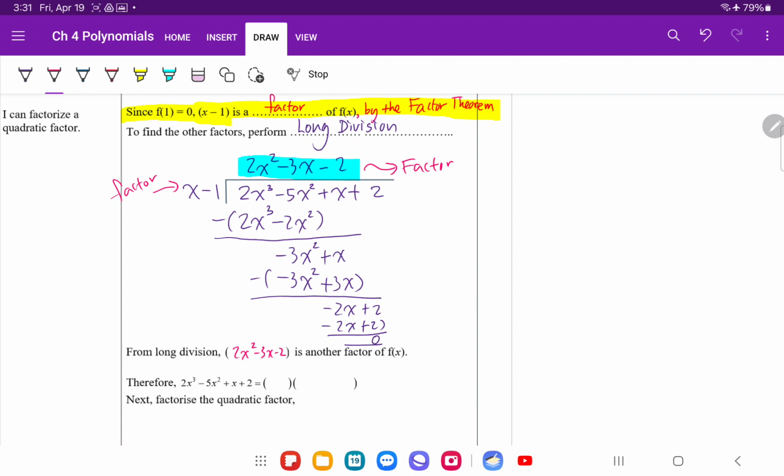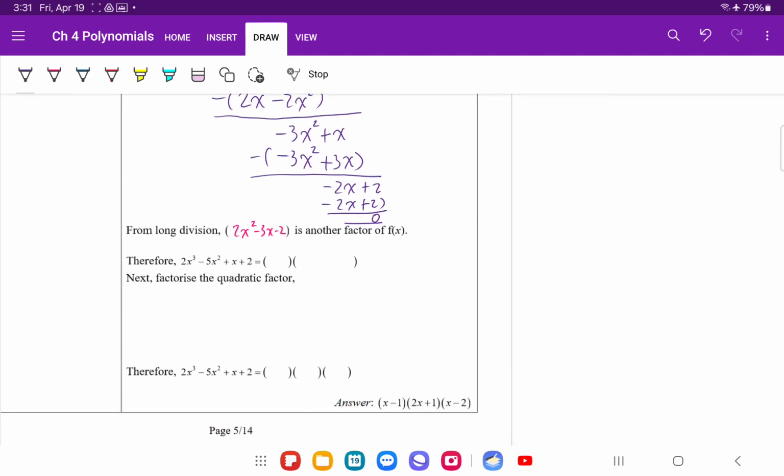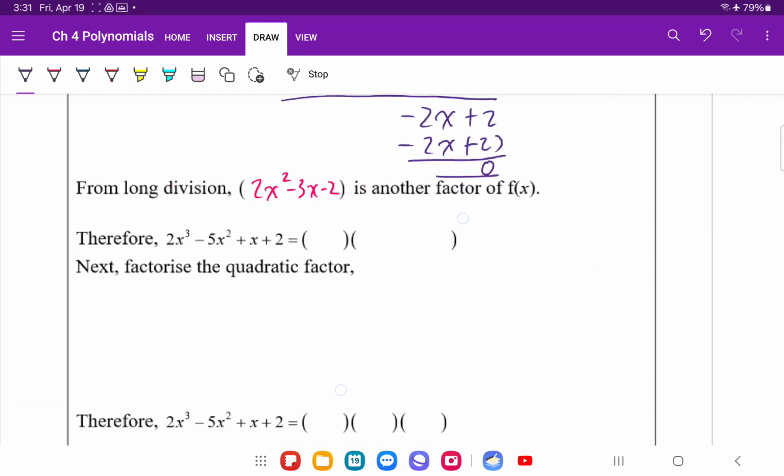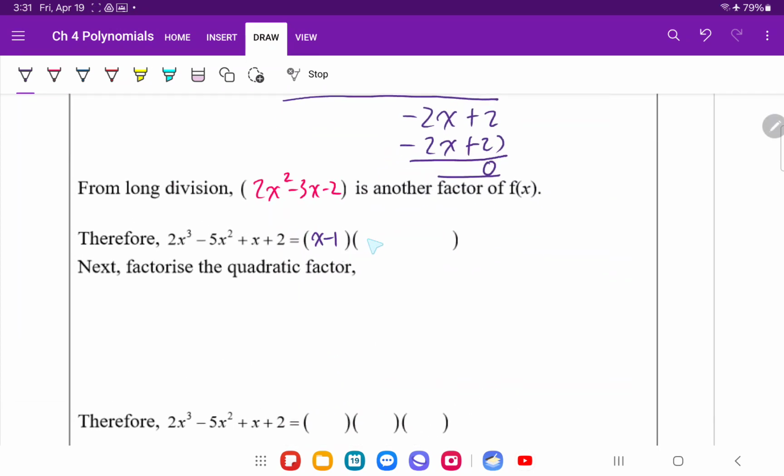Therefore, we can now write the original polynomial as a product of two factors, and that will be x minus 1 times 2x squared minus 3x minus 2. Actually if you expand all this out, you will get this. But what we have found is the factorized form. Is it fully factorized? No, because this quadratic part, you will have to do the cross method to further factorize it down.